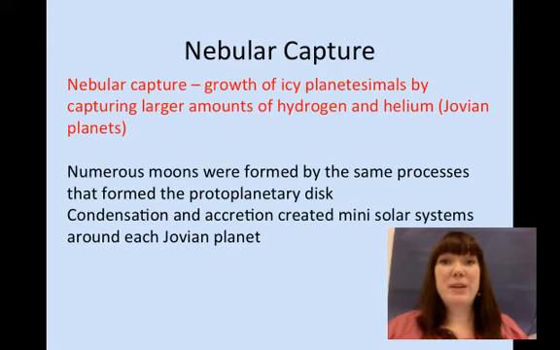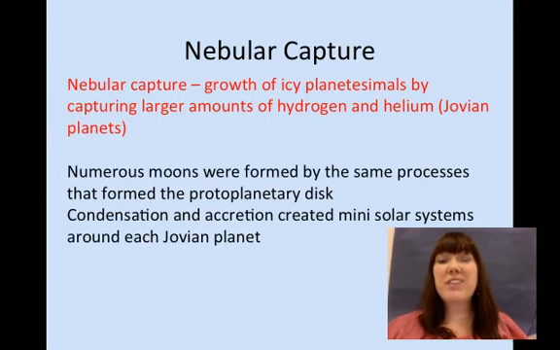Our next step in planetary formation is called nebular capture. This is the growth of icy planetesimals by capturing larger amounts of those really light elements, the hydrogen and helium. So the inner planets kind of arrest their development or stop growing after accretion. The outer planets are massive enough to undergo nebular capture. So they have enough mass that they're able to capture these lighter elements.